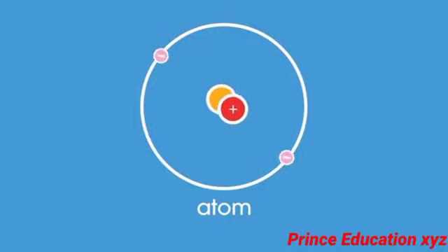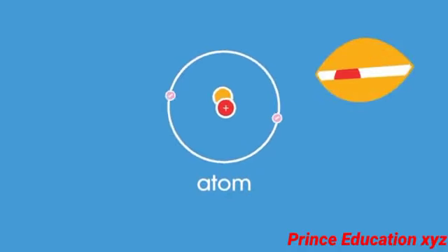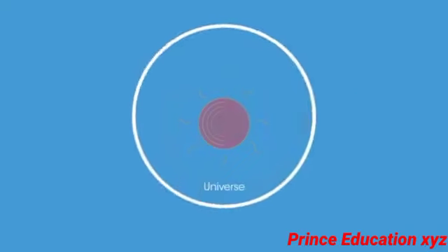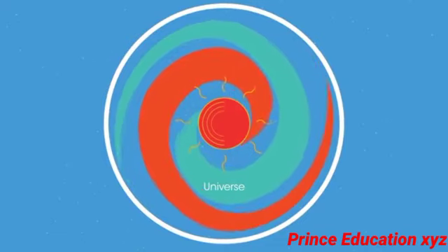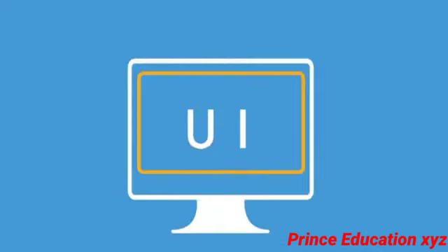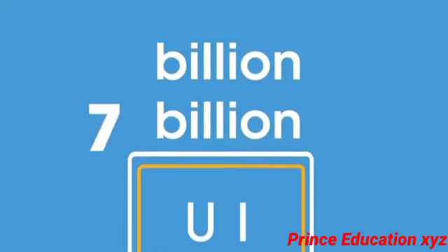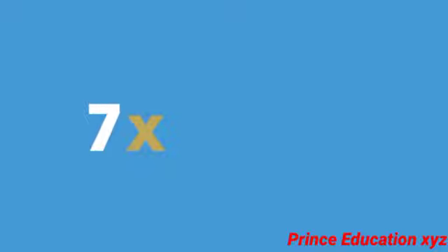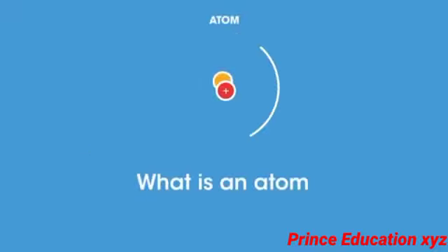Atoms are tiny particles that are so small they're not possible to see with the naked eye, and are barely possible to make out with the most powerful microscopes. Everything that exists in our universe is made up of atoms, including you, I, and the device you're watching this on. In fact, there are about 7 billion atoms in your body alone, which is 7 times 10 to the 27 atoms. But what is an atom?